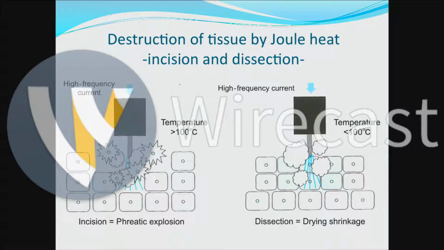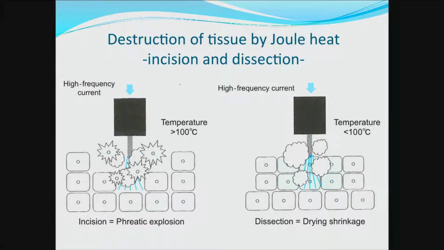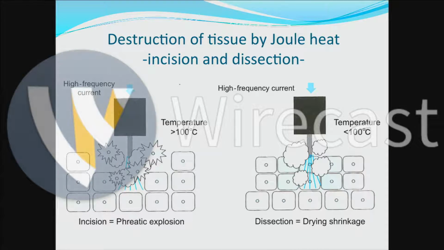Incision by electric surgical unit is to produce phreatic explosion of cell membrane with vapor pressure and heating tissue rapidly over 100 degrees with continuous movement of high frequency current device tip. Coagulation by ESD is to produce drying shrinkage of tissue by vaporization of intra and extracellular solution and heating tissue gently under 100 degrees. Difference of output wave makes fluctuation of joule heat quantity during wear time.